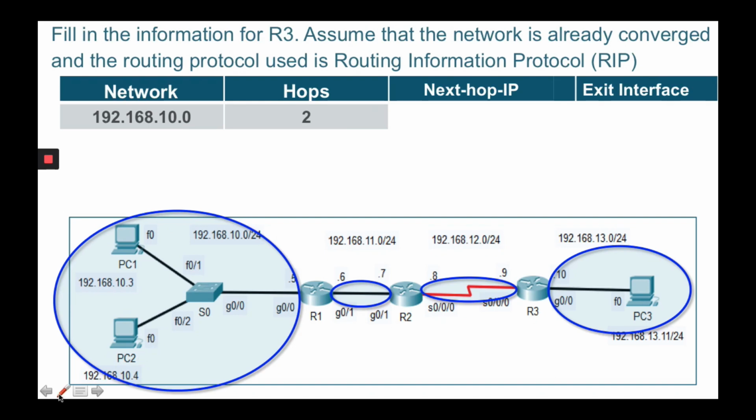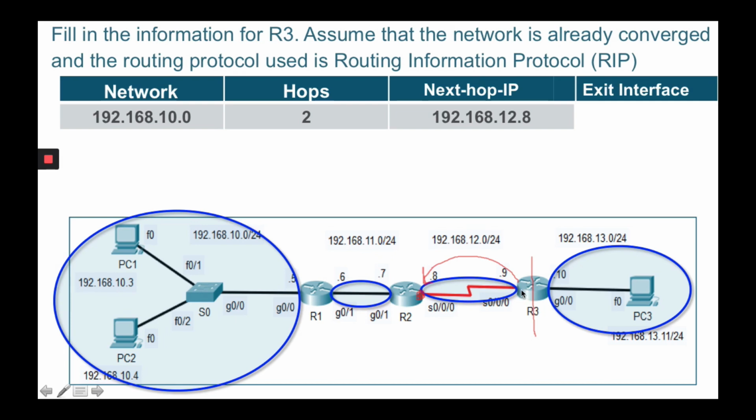So how about the next hop IP address? You are here, router 3. So your eyes look at router 3. Your next hop IP, because your next hop stops here. Okay, you hop to this router, and the IP address of this router is 192.168.12.8. So your answer for the next hop IP address will be 192.168.12.8.